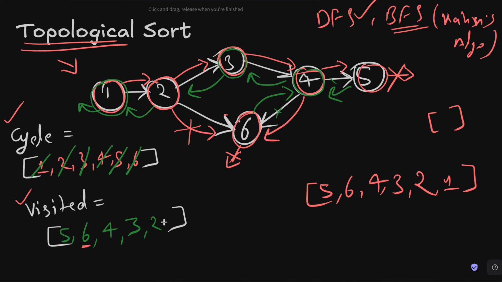But what if there was actually a cycle? So suppose I remove this particular edge and I actually create a cycle from 6 to 2. Let's completely have a new cycle and we will understand how the cycle and visited array will behave now.